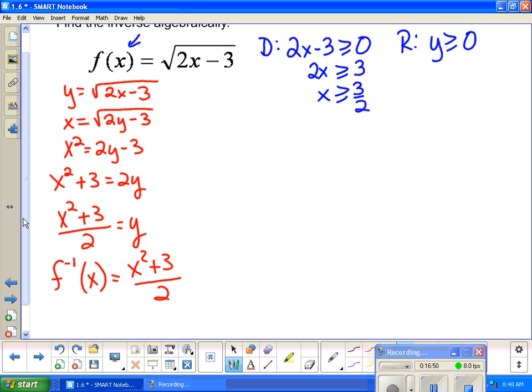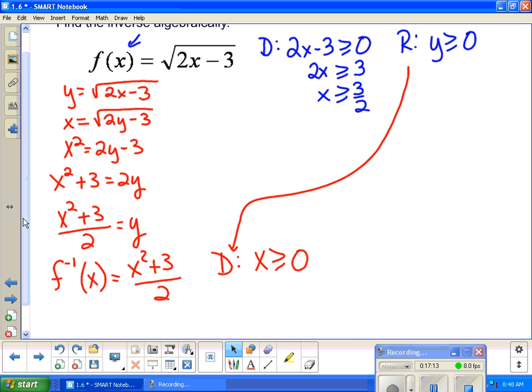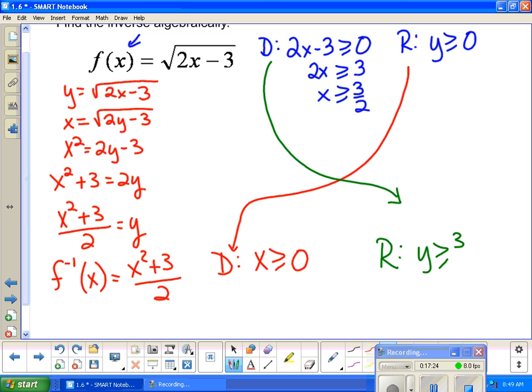Now, if we have an inverse function, what happens? The range becomes the domain, but domain is not y's. The domain are the x's. So I have a domain restriction of x greater than or equal to 0. My domain becomes the range. So I have also a range restriction, but range is using the letter y. So we have determined that because our first function is greater than or equal to 0, the domain and the range, then we switch them, so we have a domain and range restriction on our inverse function as well.